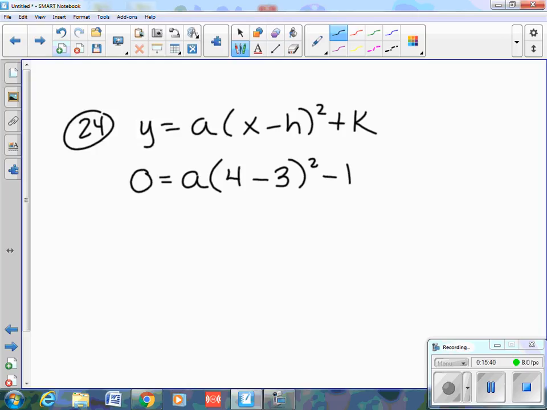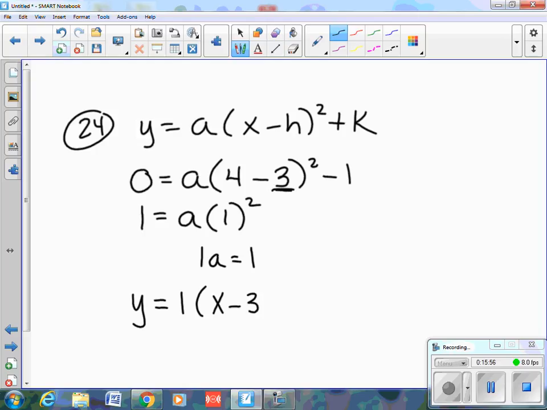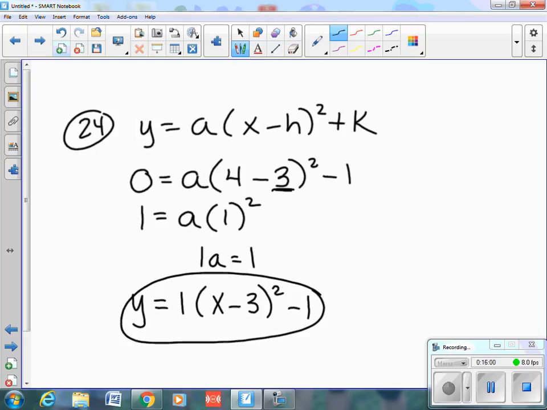I'm going to add 1. So I got 1 equals a times parentheses 4 minus 3, which is 1 squared. So 1a equals 1. So my final answer is y equals, in place of a, 1, x minus, in place of h, negative 3, squared, in place of k, negative 1. Final answer.